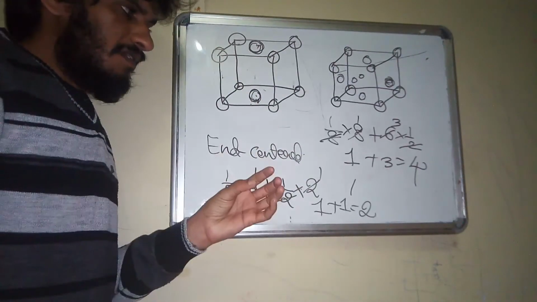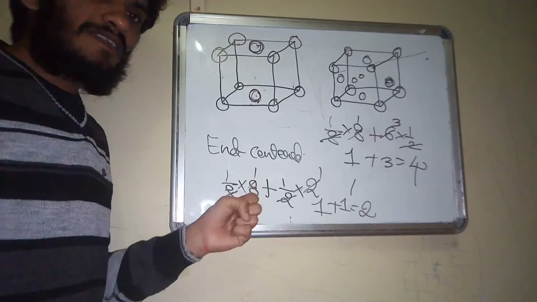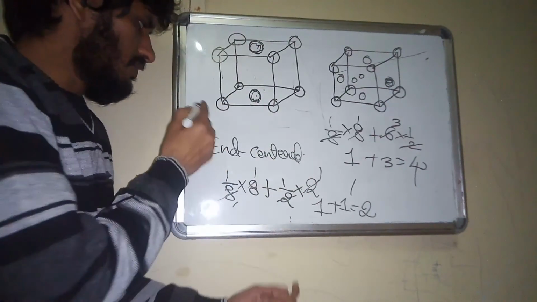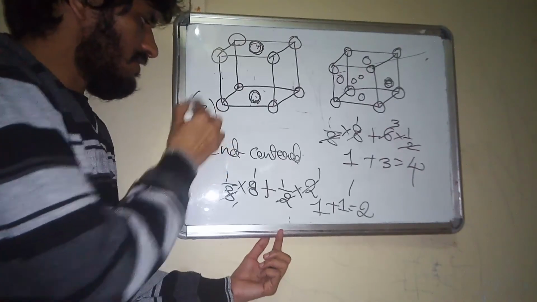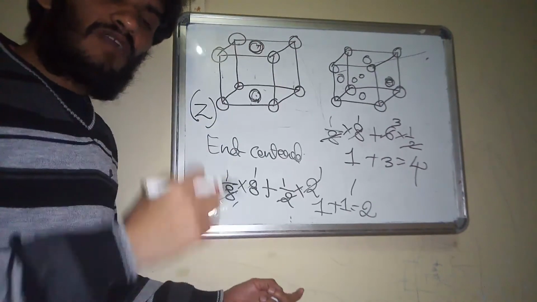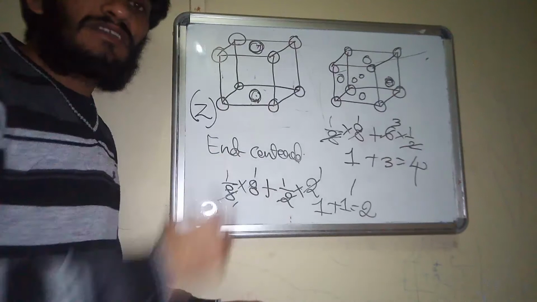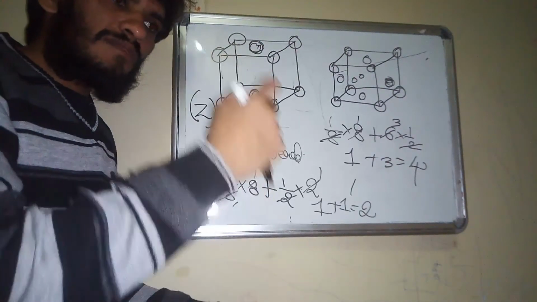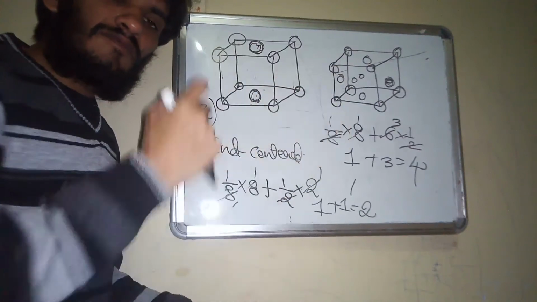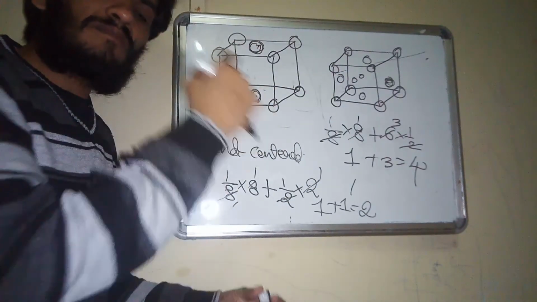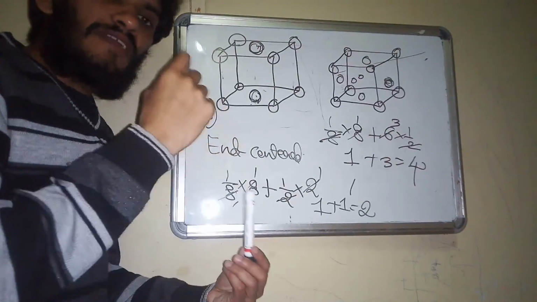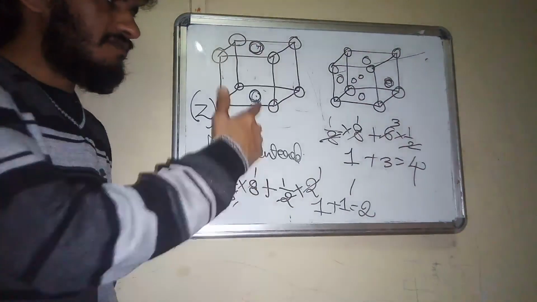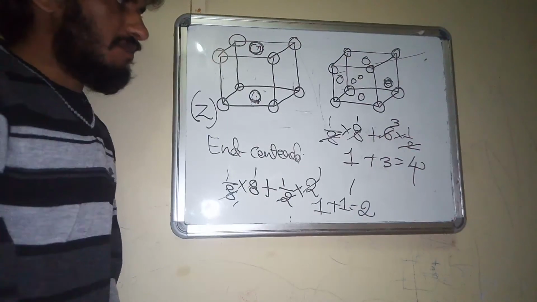The effective number of atoms present per unit cell can also be shown by Z. What is the effective number of atoms present in an end centered unit cell? 2. What is the effective number of atoms present in a primitive unit cell? 1. What is the effective number of atoms present in a face centered unit cell? 4. So this is very important, you have to remember. Please note it down.